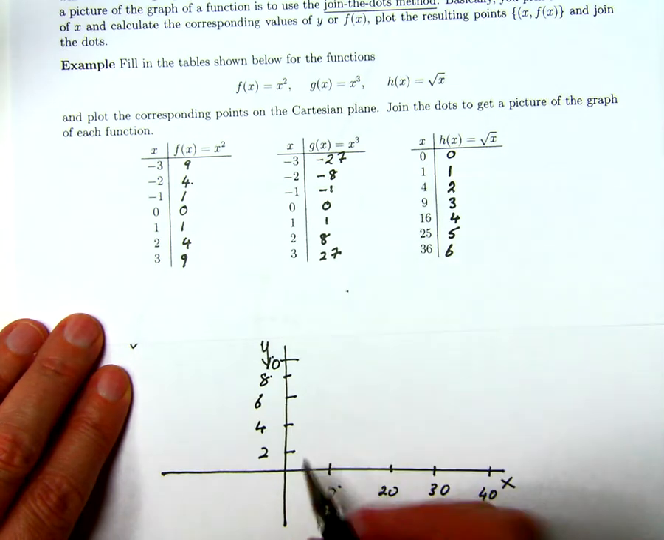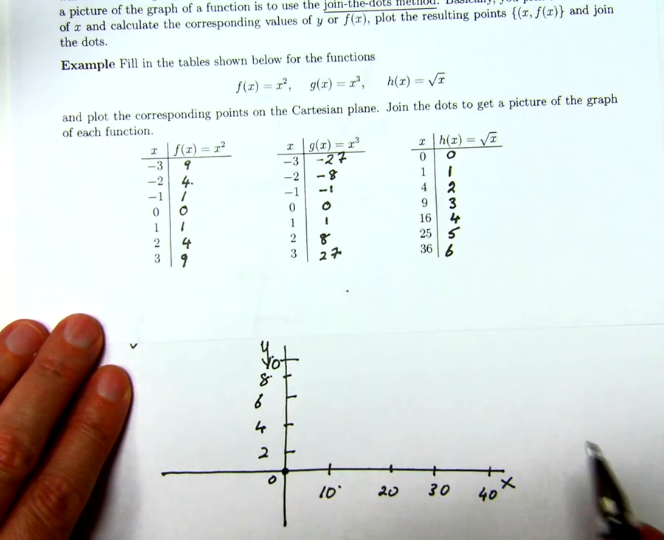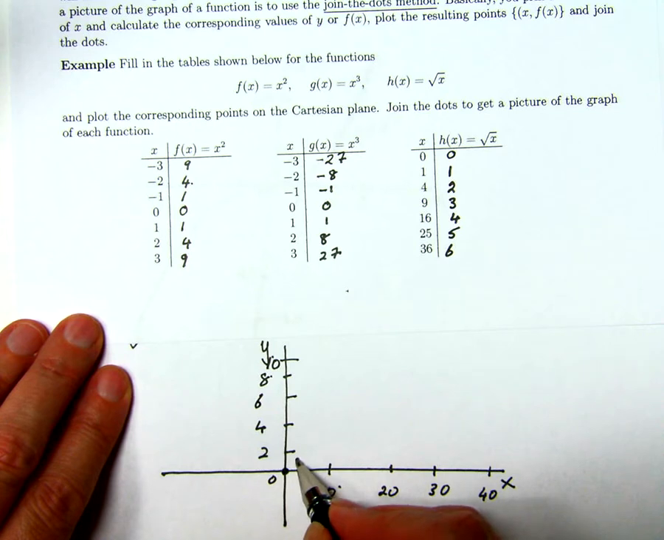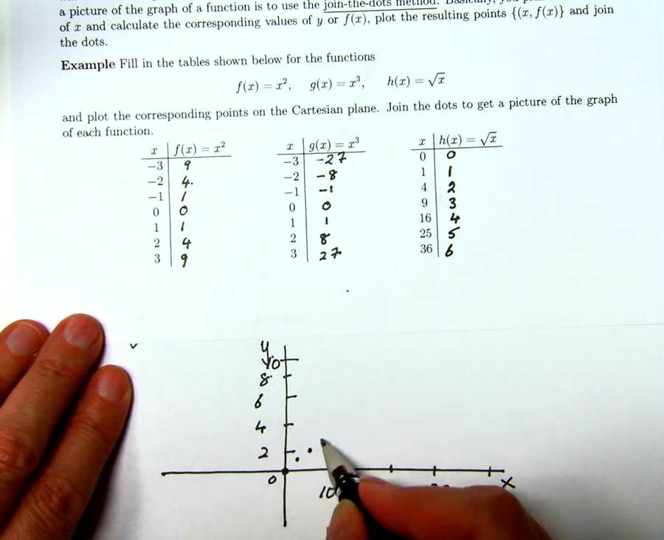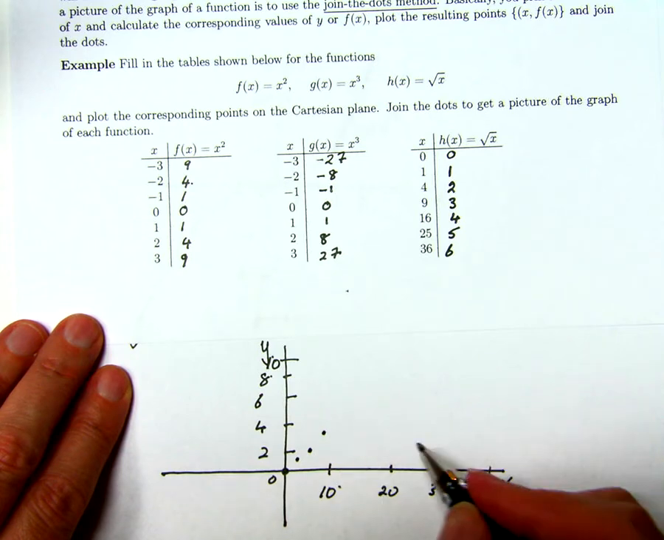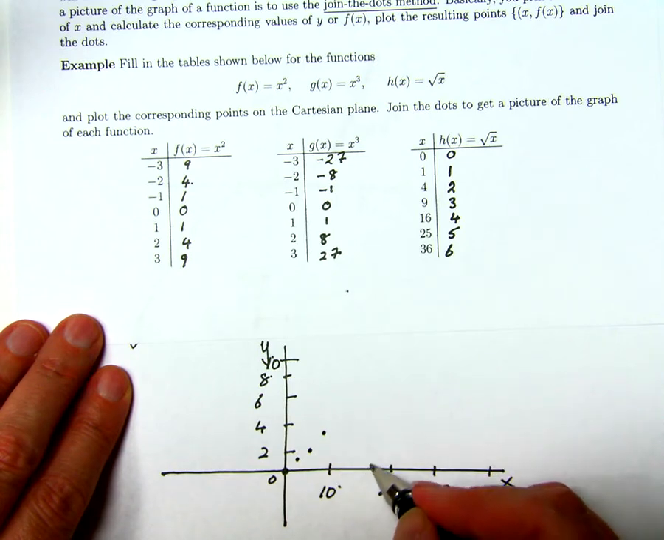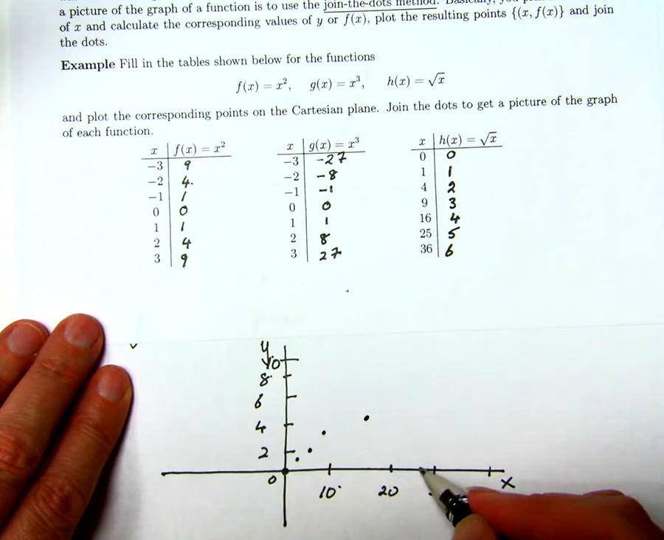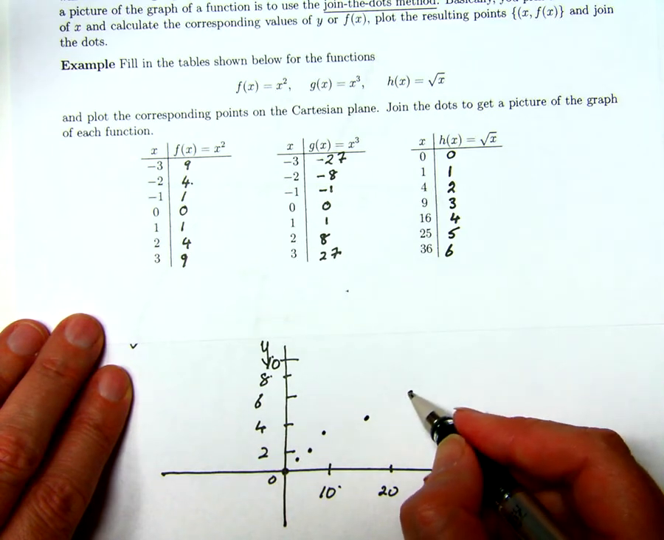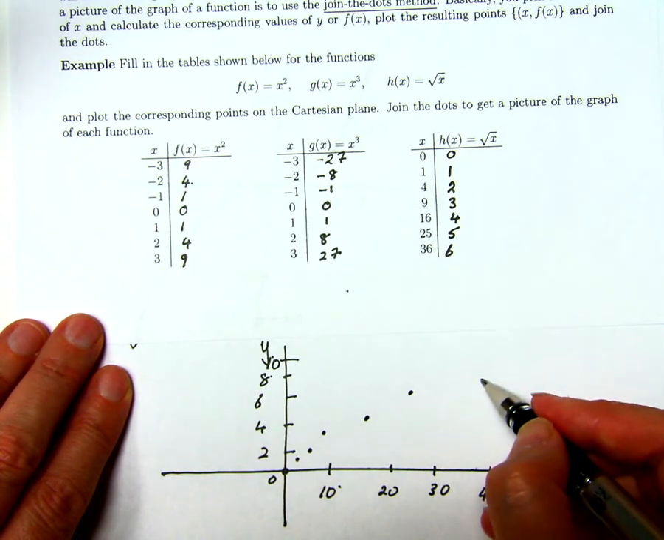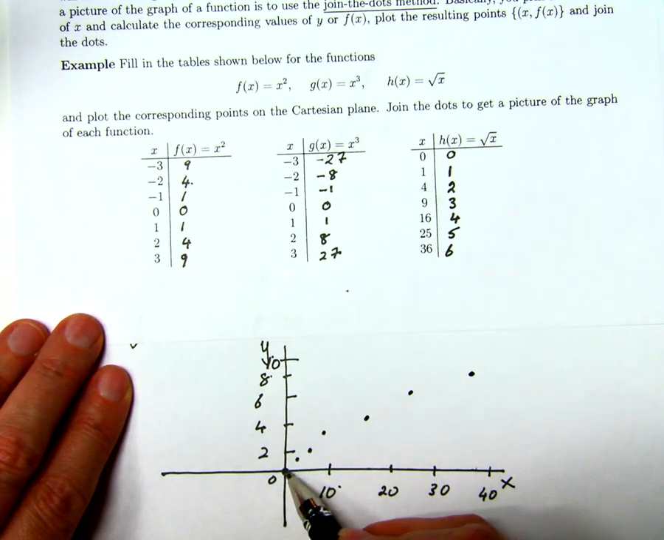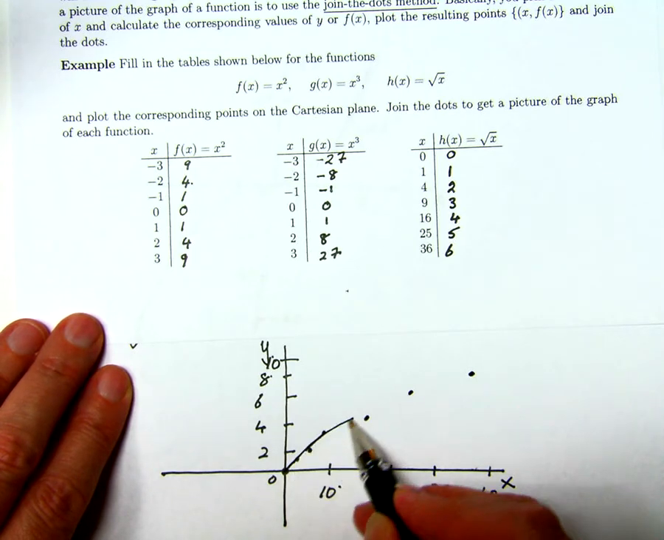We have the point 0, 0 on the graph. 1, 1 is about here. 4, 2, about here. 9, 3 is about here. 16, 4 is about here. 25, 5 about here. 36, 6 is about here. So we have that this graph is increasing as we go to the right.